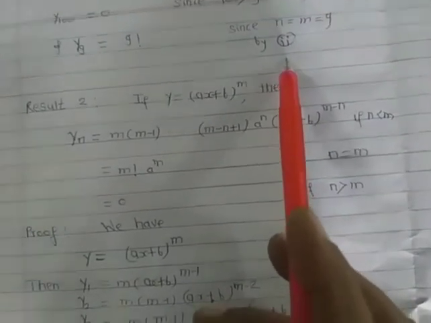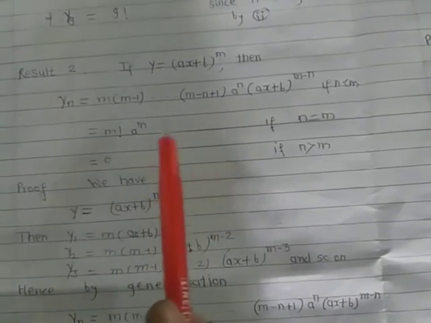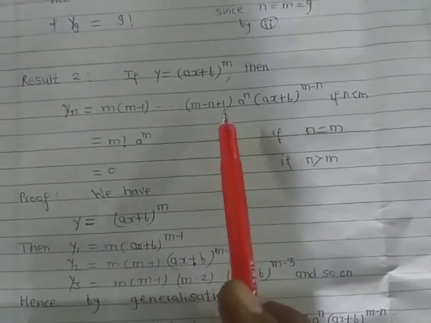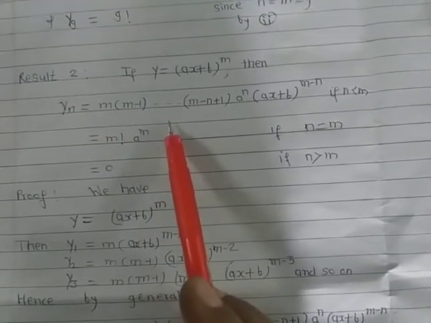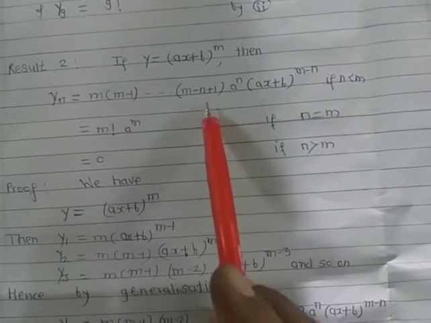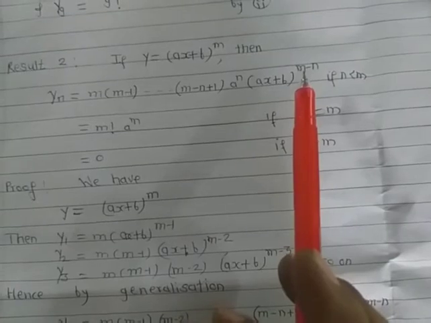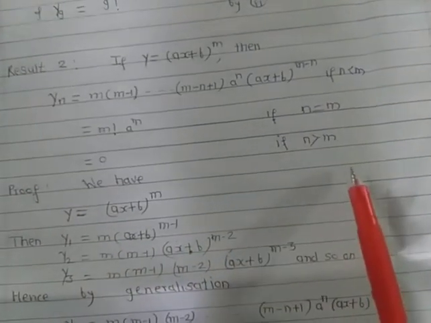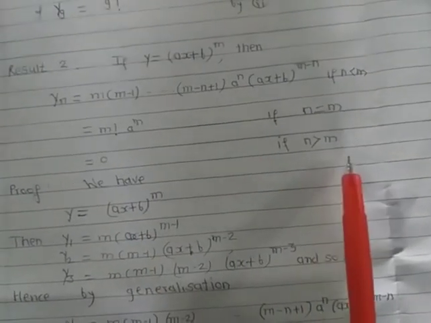Now we consider next result, that is if y equal to (ax plus b) raised to m, then we have to prove that yn equal to m into (m minus 1) ... into (m minus n plus 1) a raised to n (ax plus b) raised to m minus n if n is less than m, and yn equal to m factorial a raised to m if n is equal to m. And also we have to prove that yn equal to 0 if n is greater than m.